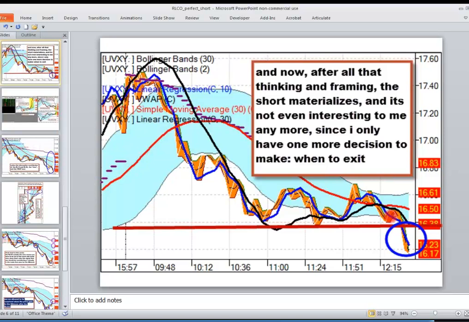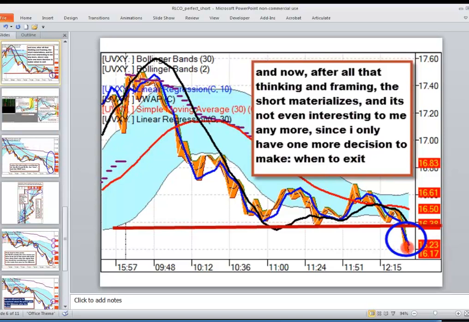Am I wrong on that sometimes? Yeah, wrong lots of times. But tiny little losses. When it works, it pays off in a big way. In terms of my emotional state, as soon as it crosses that red line and crashes, all my interest or the excitement or the anxiety or the nervous energy just kind of disappears because it moved sharply southward. It's not even interesting to me anymore, since I now only have one more decision to make, and that is when to exit.